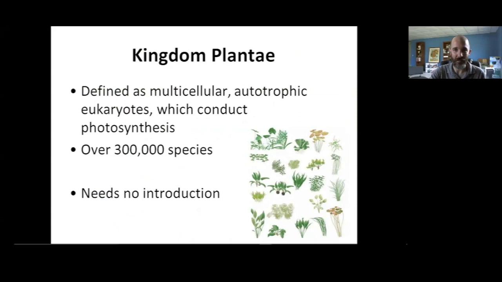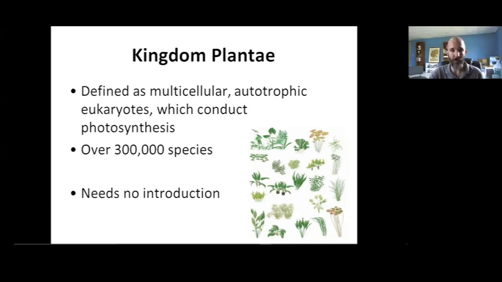Eukaryotic means they can generate their own food from their environment rather than having to eat other organisms, and then conducting photosynthesis. We're all generally familiar with the idea that plants make their own food. That's one of the things that makes them so amazing. And thank goodness for that.